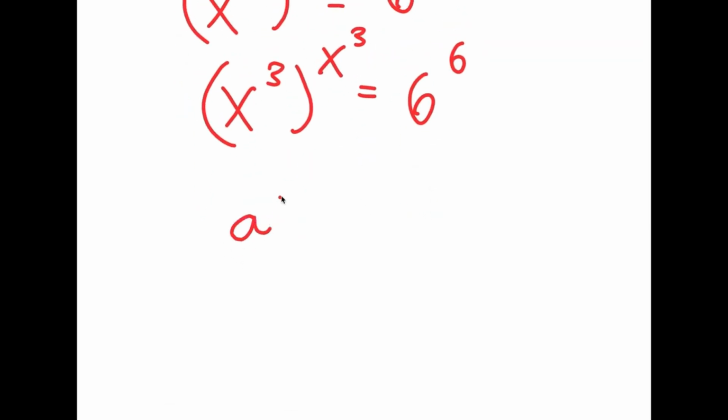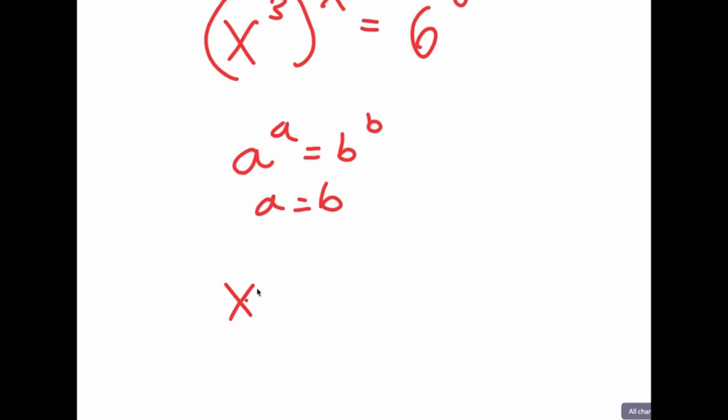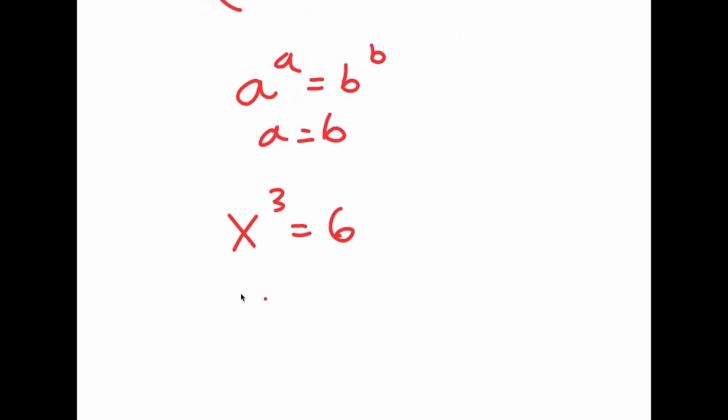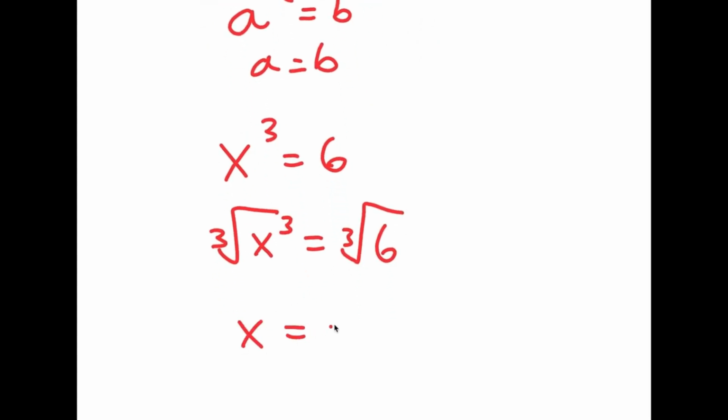Now, if I have something in the form a to the power of a is equal to b to the power of b, this means that a is equal to b. So in this case, x to the power of 3 is equal to 6. And now if I take the cube root on both sides, I get x is equal to the cube root of 6.